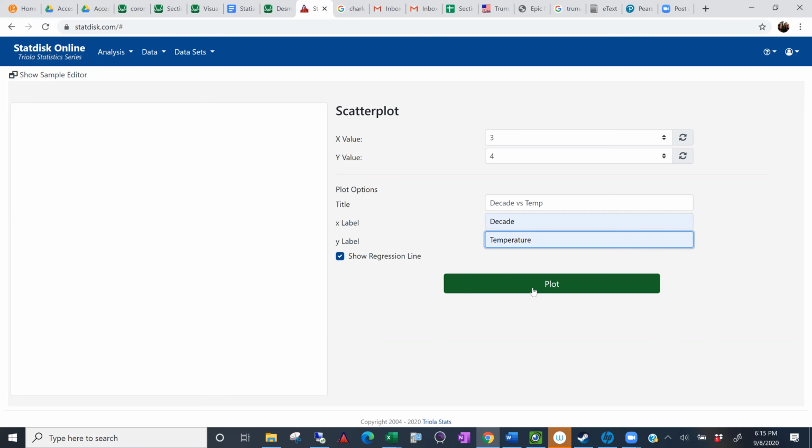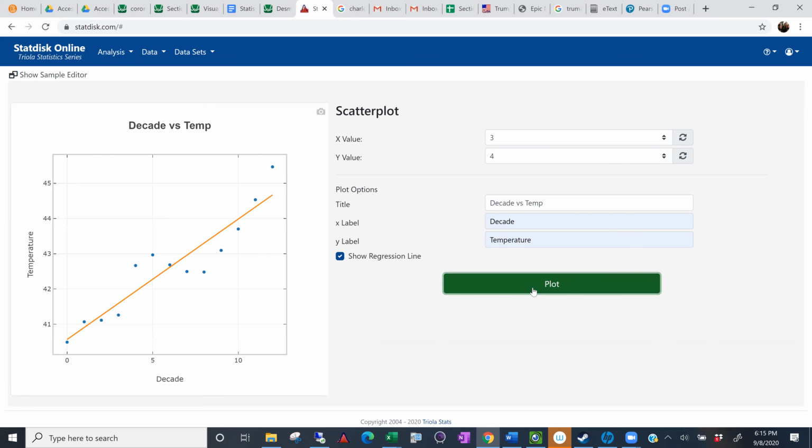When you get those set, just hit the graph key. And bam, there you go. So you should get a graph like this. Does there look like a positive linear relationship, a positive correlation here between decade and temperature? Yes. Yeah, I think so. So there's a correlation between the decade and the temperature.